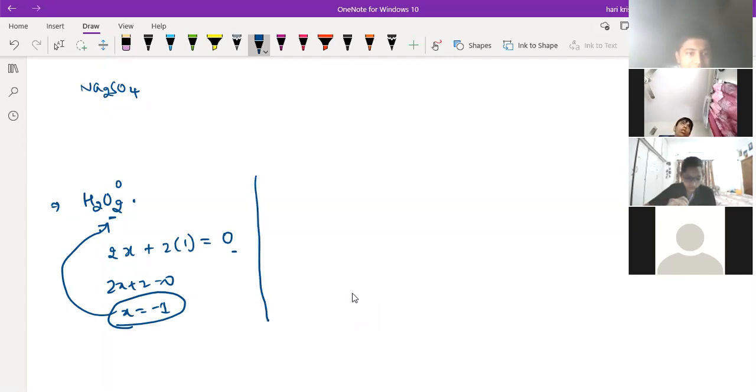But sir, shouldn't the charge be -2 here, because H2O2, -2 into 2 equals -4, and -4 plus 2 is -2, it should be there, right? Piyush, don't confuse me and don't confuse yourself. 2 ones are 1.